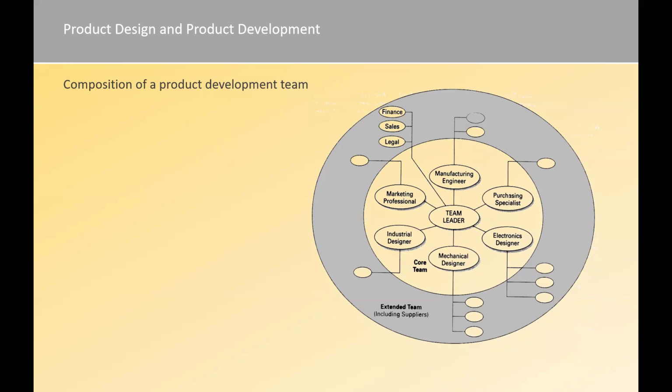Okay. There is a team leader, may or may not be from design, can be from manufacturing, can be from marketing, can be from design, can be from any domain, who has an expertise of managing the team appropriately according to the project planning. Example is manufacturing engineer is there, purchasing specialist, electronics designer, mechanical designer, industrial designer, and then there is a marketing professional. So this is a core team, and then there are extended teams to all of these. Okay.